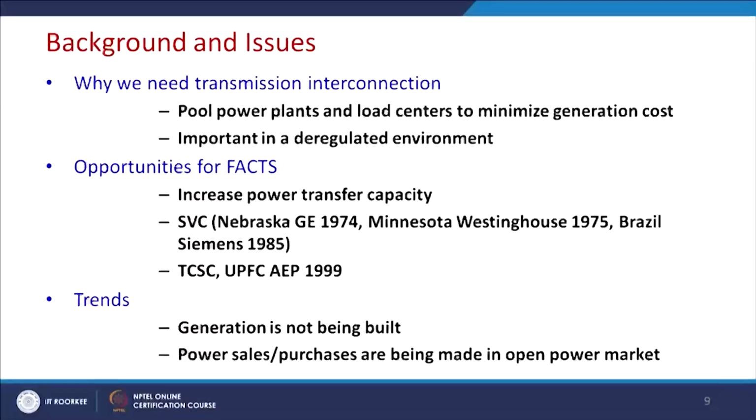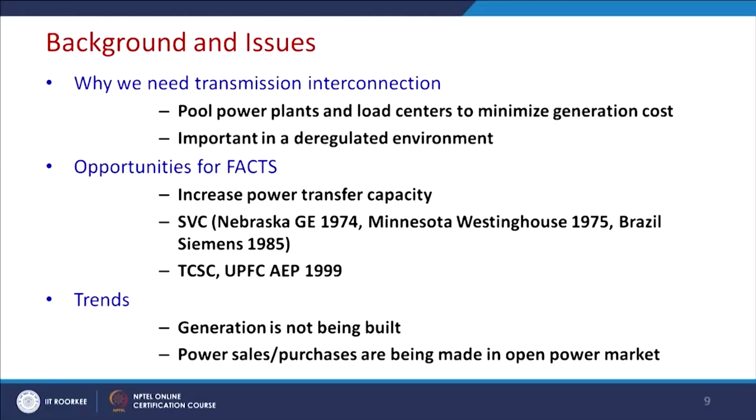Now, let us understand the background and issues related to FACTS devices. Why do we need transmission interconnections? To pool power plants and the load centers to minimize generation cost. For example, for the past 20 years, the load centers are in the southern part of India, and mostly we have generation based on fossil fuel that is closely available in the eastern part of India. For this reason, we require to transmit either coal or the power from the eastern region to the southern region.